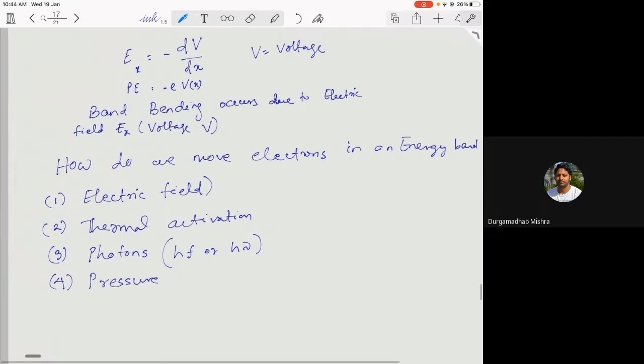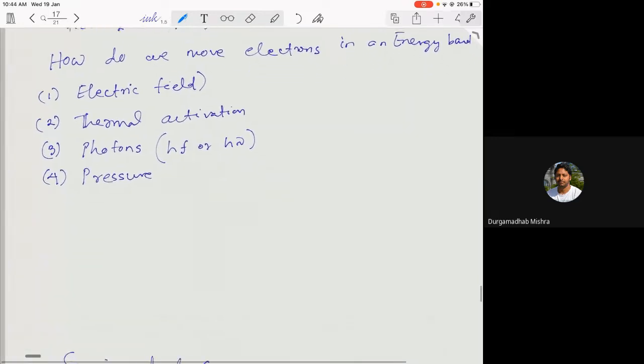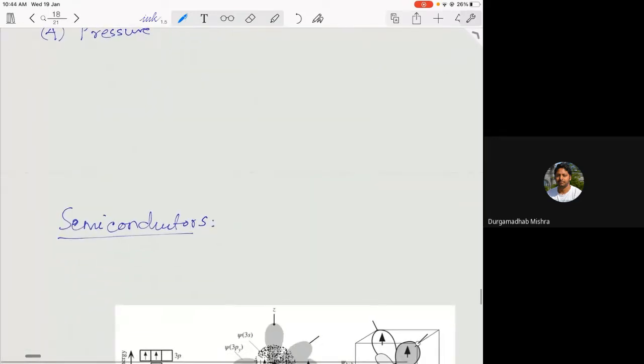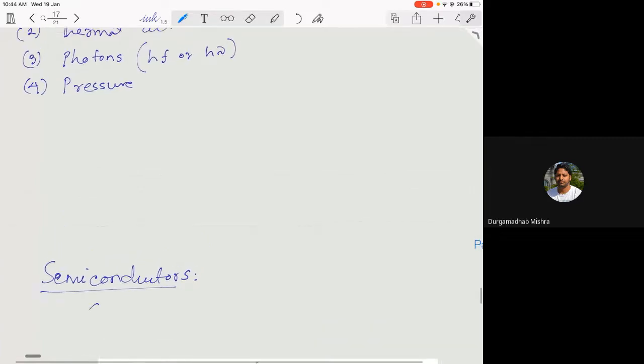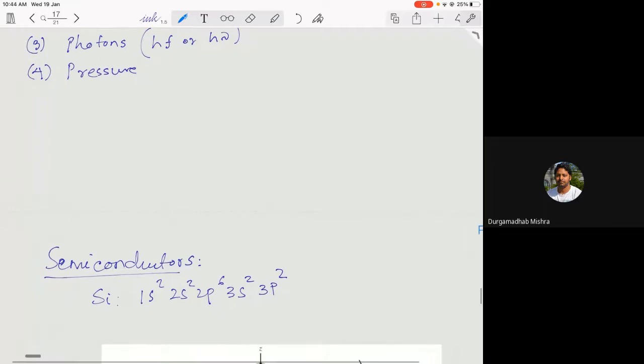So far what I have described is about metals. Now let's look at the semiconductor. We take the example of silicon. Silicon has an electronic configuration 1s2, 2s2, 2p6, 3s2, 3p2. And now we want to know how we can have bands in a semiconductor, particularly how this formation of bands takes place in silicon.